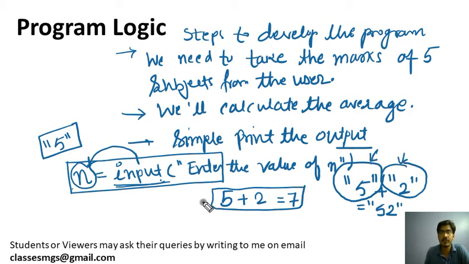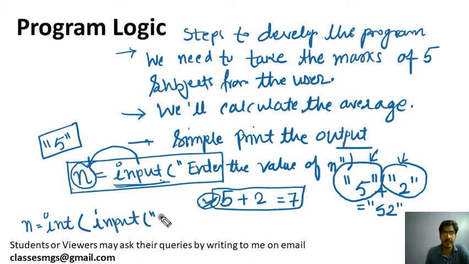And if you want to calculate the average, which kind of value do we need? We need the values as integer numbers. That's why for converting this into an integer, we will use the int method of Python to convert the result that is given by the input method. "Enter the value of n." Okay, like this we need to write.